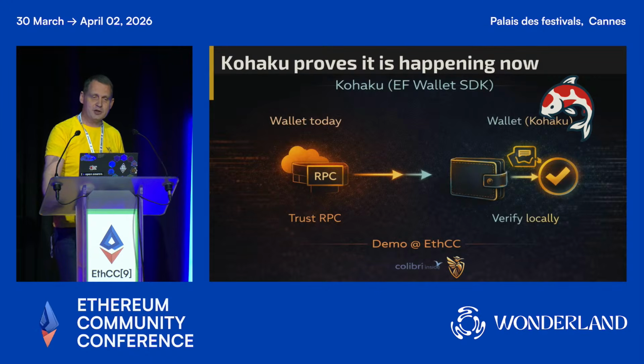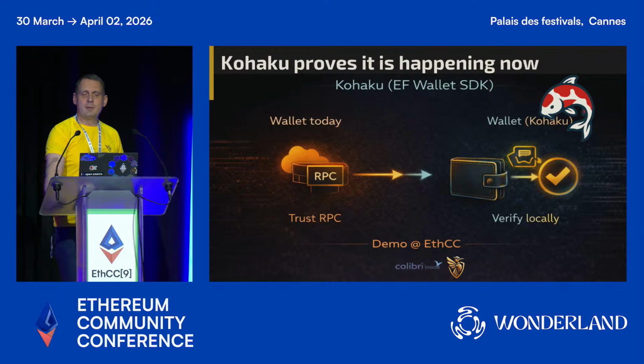Instead of trusting infrastructure, the wallet verifies the data it receives. Stateless verification is being integrated as part of that architecture. And Colibri is part of this integration. What this means is wallets are starting to change how they access Ethereum from trusting RPC responses to verifying them locally.